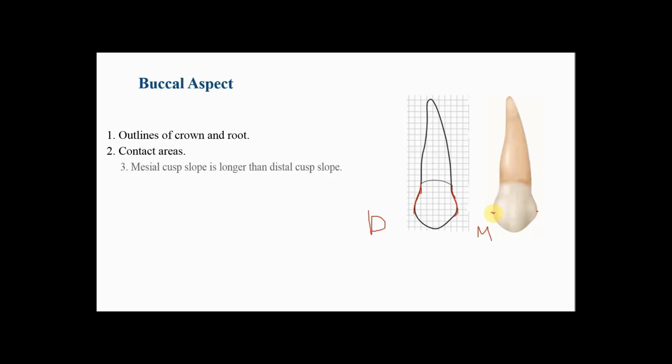The occlusal outline is angular and the buccal outline is prominent. As you can see, from the buccal aspect, it resembles a smaller canine. The mesial slope of the cusp, this is the mesial, is usually longer than the distal slope, which is the opposite of the situation present in the maxillary canine.